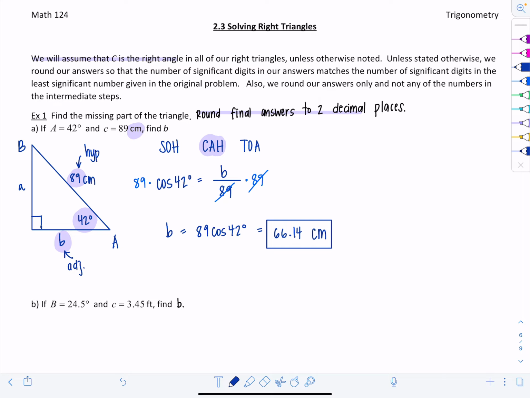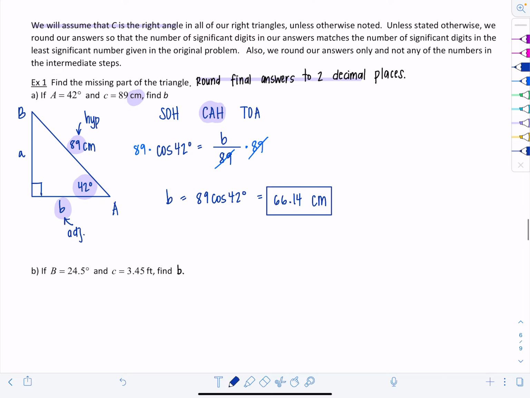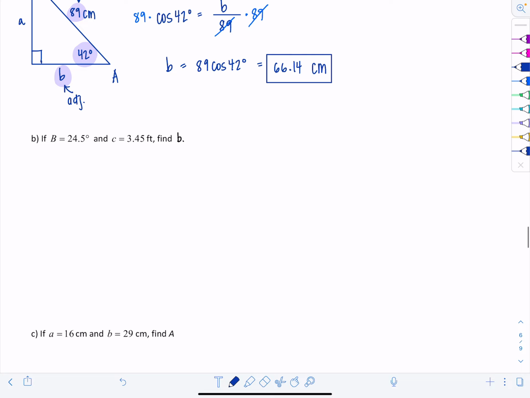Okay, let's look at another example. Here they're giving me angle B, which is 24.5 degrees, side C, which is 3.45 feet, and they want us to find side B. So here's angle C. Side C is 3.45 feet. And angle B, which they gave us, is 24.5 degrees. They want us to find side B.